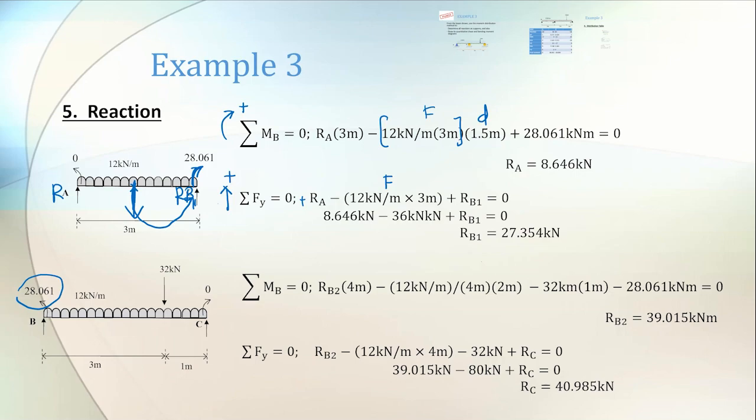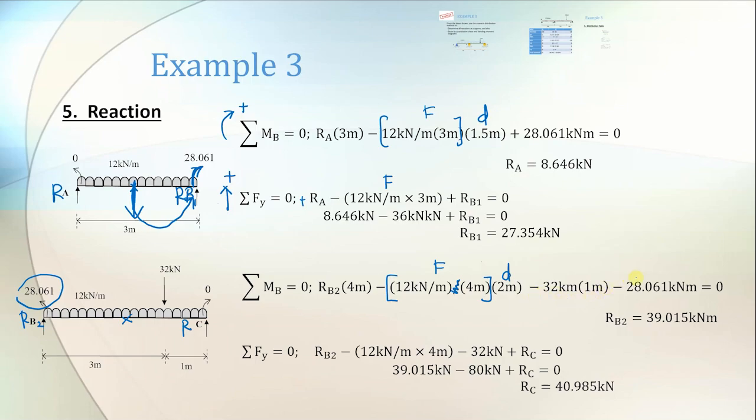For beam BC, then this is RB2 and RC. RB2 times 4 meter, okay, times 4 meter because I take moment at C, minus 12 kilonewton per meter because we have 1 UDL here, which is for 1 meter it is 12 kilonewton, so for 4 meter you multiply by the length of 4 meter, times 2 meter, the distance from the centroid of the UDL. The point load here must be included because it is a loading, so it must go into our calculation.